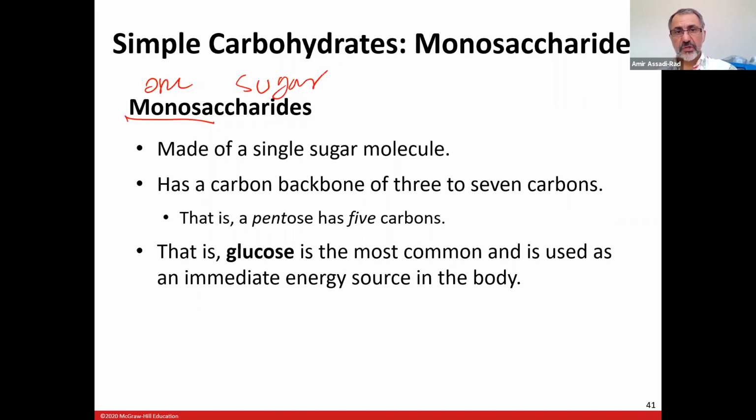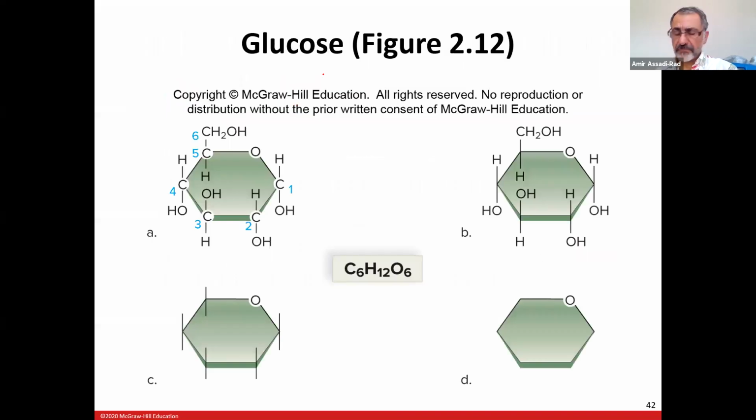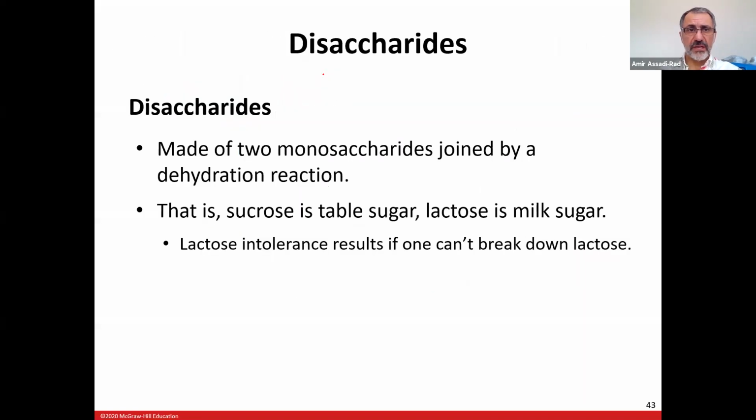carbons. This is a pentose, which has 5 carbons. Yes, you will see that. That is glucose, the most common, and it is used as an immediate energy source for our body. Here's a glucose molecule. I guess your textbook did not mention it. No, it did not mention it.